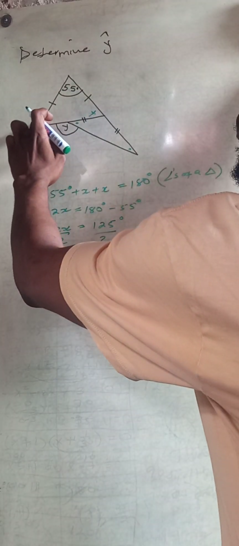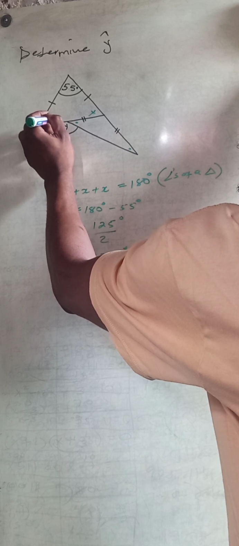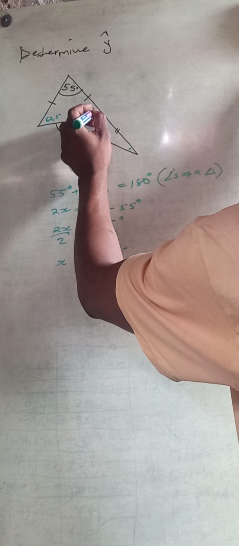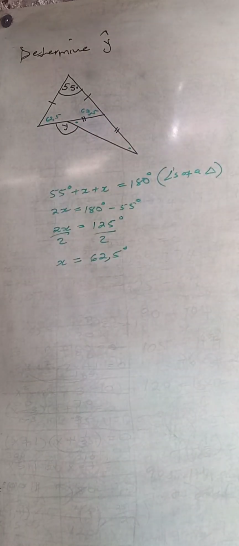So this angle is 62.5, this is 62.5, and this also is 62.5, right? So we got that angle, and then moving right along, let us go to this triangle.